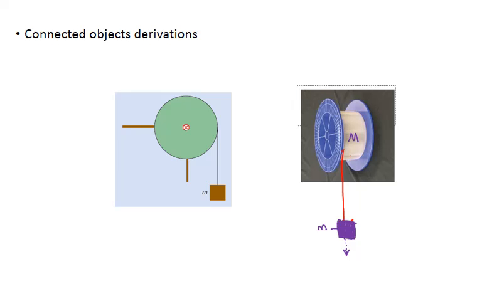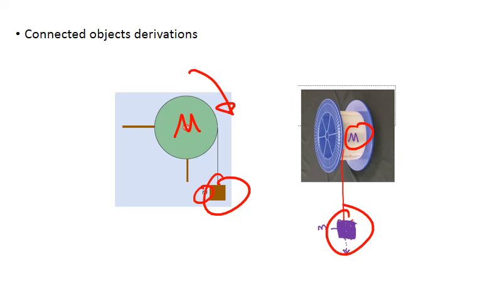All right, so it's also important to look at what's going on with connected objects. Now, these are unique because we have two masses. We have the large mass here, and then we have the small mass here. And so here we've got to bring those two together. We have a rotating thing going on here, and then we have a linear thing going on here, and then we're going to bring those together.